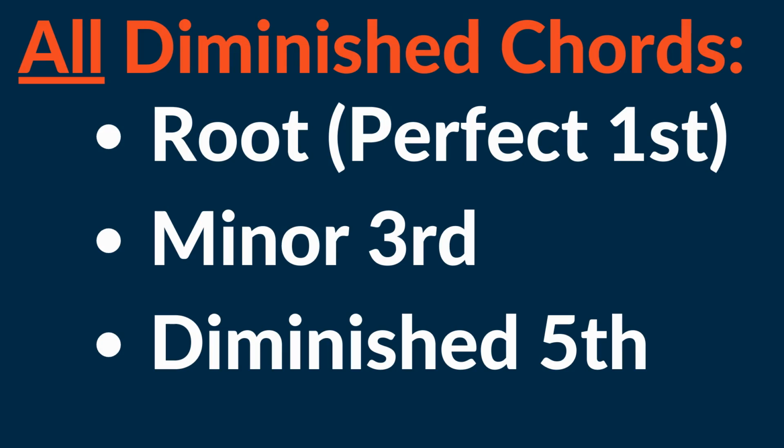So now you know how to figure out any diminished chord. This exact formula will work on any diminished chord. So whether it's E flat or A sharp, it does not matter. You can just take these intervals, minor third and diminished fifth, aka 3 semitones and then 6 semitones, and you can figure out the diminished chord.